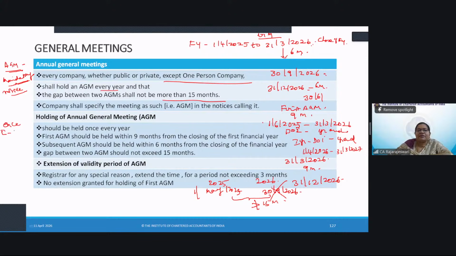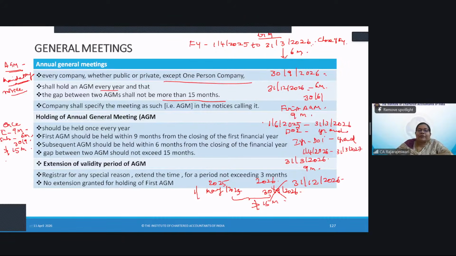First AGM: within 9 months of the close of the financial year. Subsequent AGM: within 6 months from the close of the financial year. That's why we say that the last date is 30th September. It should be held on or before 30th September. And the time gap between two AGMs is not more than 15 months. Should not exceed 15 months.